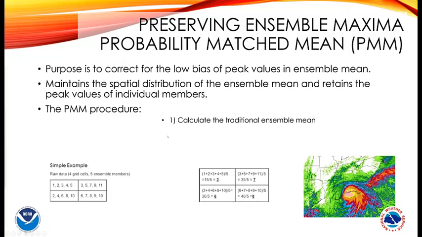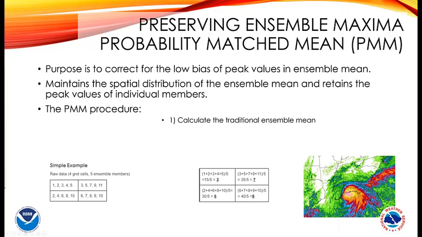Now, one of the problems is when you do all these techniques, you actually smooth it out and we lose the maximum probability or maximum value. And so what they've come up with is a maximum probability matched mean. And we'll see that in the HREF, you'll see that drop down. And the purpose is to correct for low biases of the peak values and to maintain a spatial distribution in the ensemble mean and retain the peak values of the individual members.